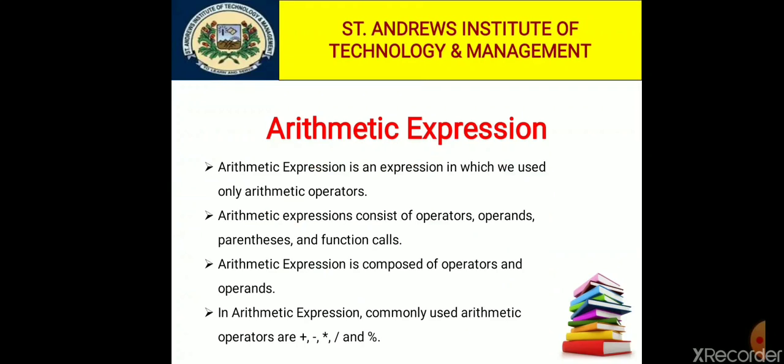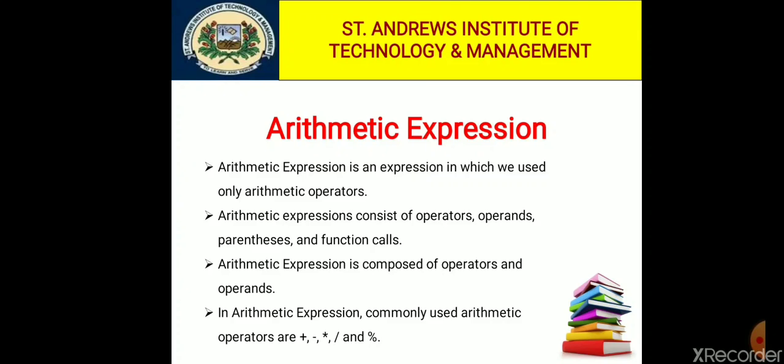So the first topic is arithmetic expression. Before it, we are discussing an expression. What is an expression? An expression is a combination of variables, constants and operators written according to the syntax of C language. Expressions are the fundamental means of specifying computations in a programming language. In C, every expression evaluates to a value. That means every expression results in some value of a certain type that can be assigned to a variable.